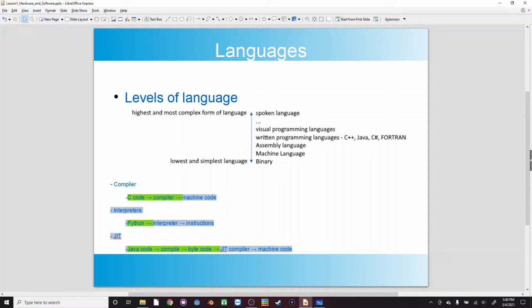So we kind of need to start somewhere in the middle, which is why, if you see here, it says written programming languages: C++, Java, C Sharp, and Fortran. We're going to be learning Java, but I've got to make that clear: we're not really learning Java. I mean, we are learning Java, but we're learning Java to understand object-oriented programming. Once we have a good grasp on object-oriented programming, we're going to start jumping to other languages to show you just how much you actually have learned. But also to show you that, yeah, we didn't actually learn Java, we learned object-oriented programming.